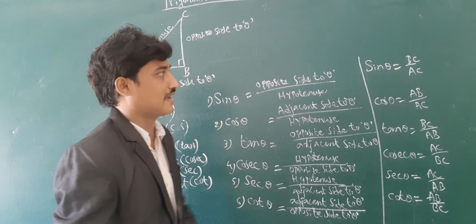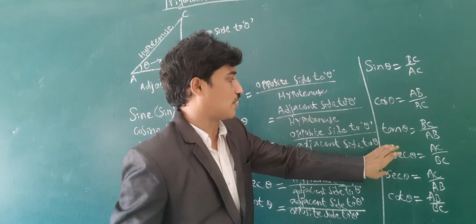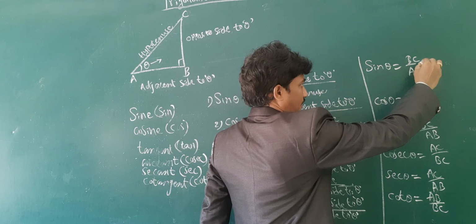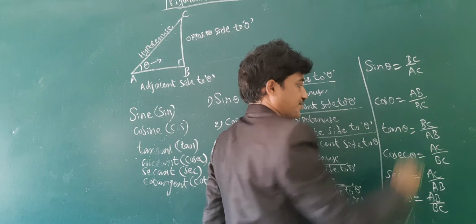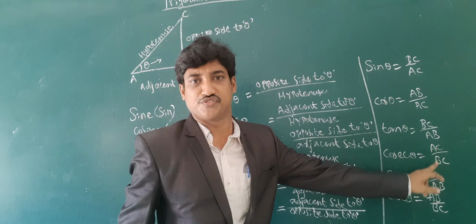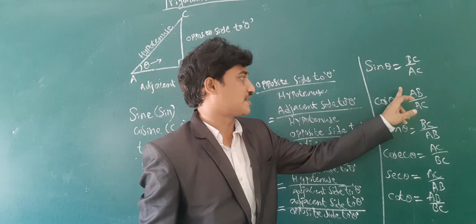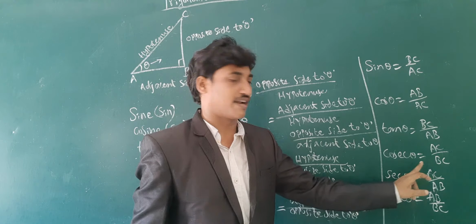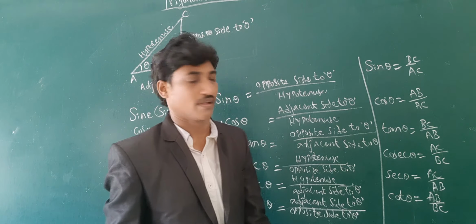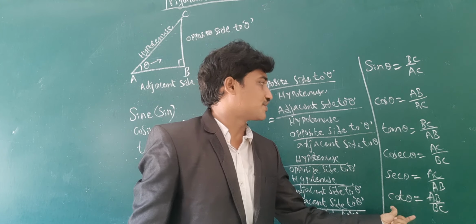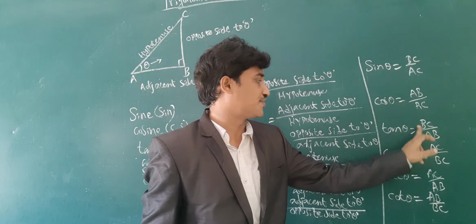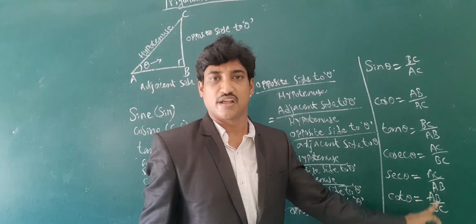It is very clear. Sin theta reciprocal is cosecant theta. Sin theta is BC by AC, cosecant theta is AC by BC. Cos theta reciprocal is secant theta. Cos theta is AB by AC, secant theta is AC by AB. Tan theta reciprocal is cot theta. Tan theta is BC by AB and cot theta is AB by BC.